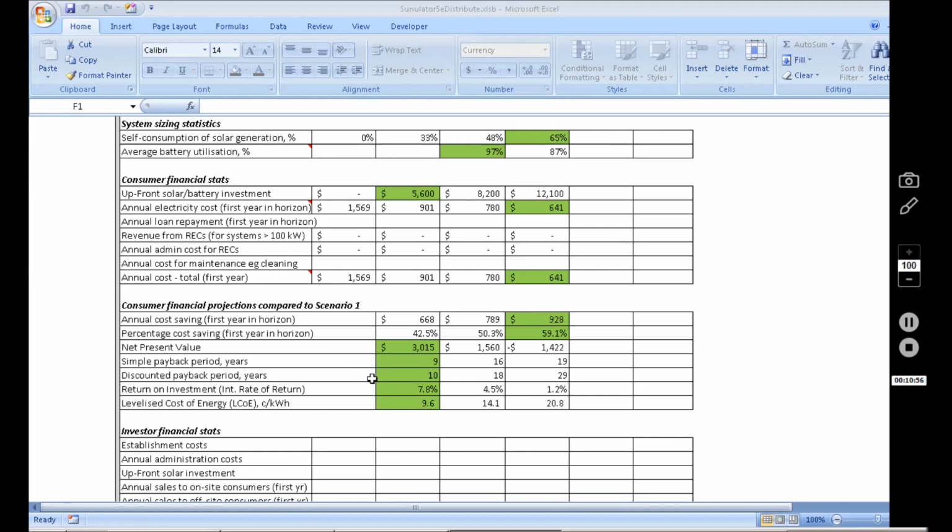The discounted payback period is the same, but it now also takes into account that discount rate as well. So benefits further out in the future again count for less than what they would if you didn't include that discount rate.